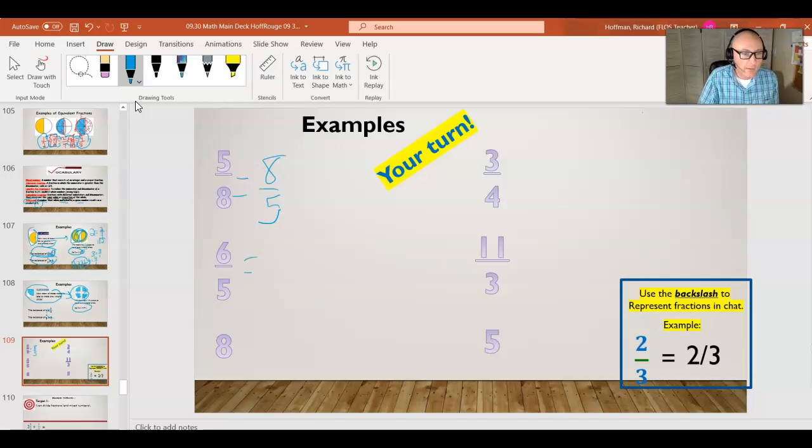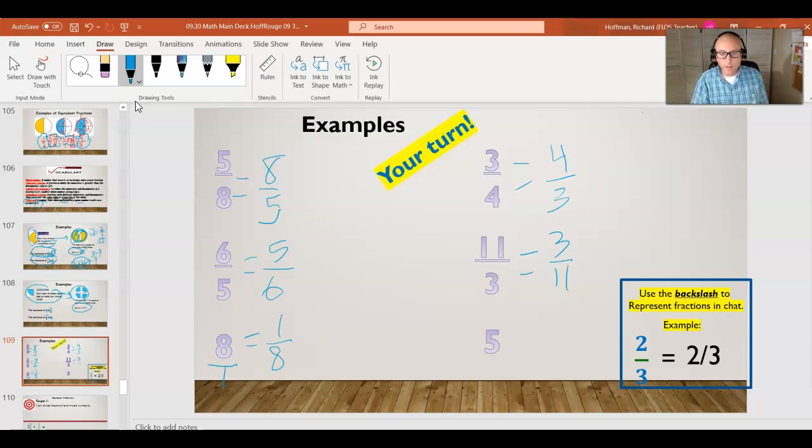6 over 5, you flip it, 5 over 6. 8, uh-oh, what are we flipping? Oh, remember, that's really 8 over 1, so that's 1 over 8. What's the reciprocal of 3/4? 4/3. 11/3, 3/11. 5, uh-oh. Yep, same thing as 5 over 1, 1/5.